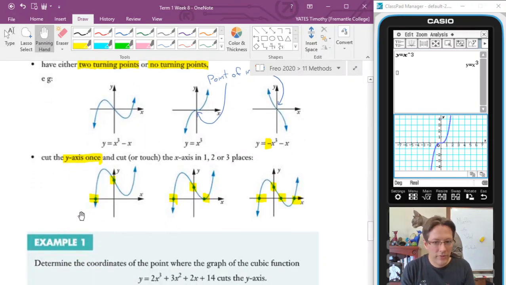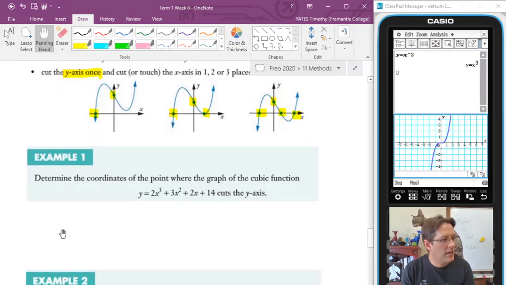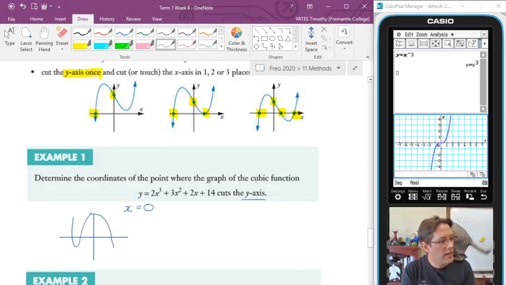So we can do the same sorts of things that we've already seen for our cubic, or for what we had in the exam question. So where does this cut the y-axis? We've got the equation y equals 2x cubed plus 3x squared plus 2x plus 14. This is much easier than it looks at first. It looks like it might be a tricky one because it's throwing all these numbers at us. But remember, the y-axis occurs when x equals 0.